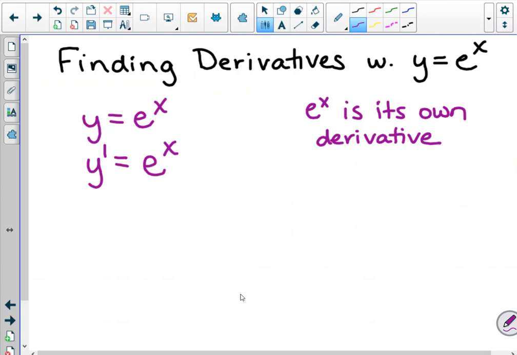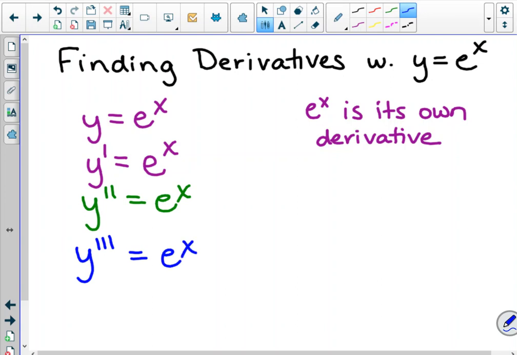If we wanted to do more of these, I said, hey, what's y double prime? It'd be e to the x. What's y triple prime? It'd be e to the x. Or like Mr. McCorkle, my high school calculus teacher, said, it's elephants. It's nothing but elephants all the way down.